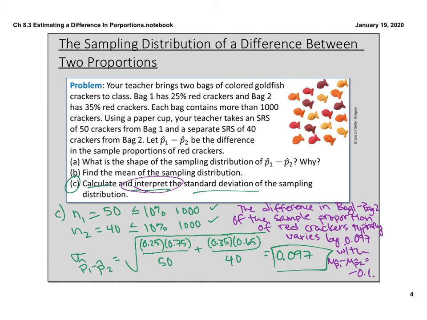Okay, that's my interpretation. So I talked about what I'm looking at. I mentioned that I'm taking bag 1 minus bag 2. I talked about how it's a sample proportion. It's a sample and it's a proportion. We're not looking at sample means, and we are looking at samples, so make sure that's in there, of red crackers. Typically varies tells you it's standard deviation. Put your standard deviation in. List your mean. Those are all the important pieces. Okay, that was just conditions, you guys. So we stated the conditions, we stated the mean, we stated the standard deviation. We didn't even get into the confidence interval yet, so hang tight.